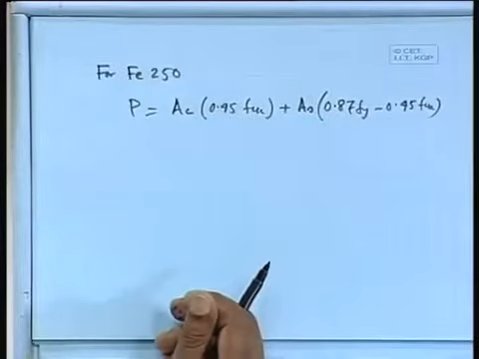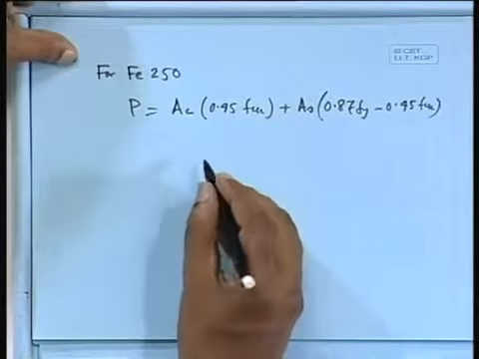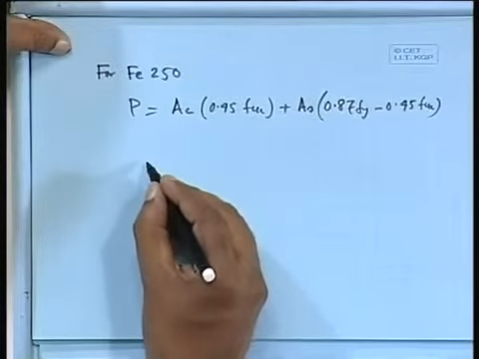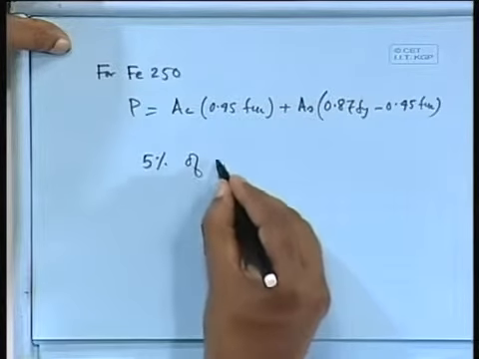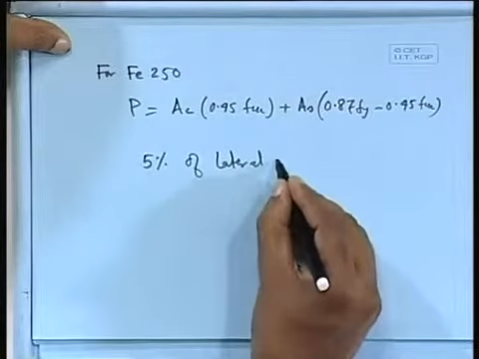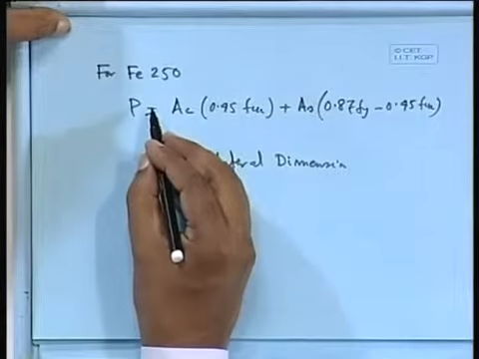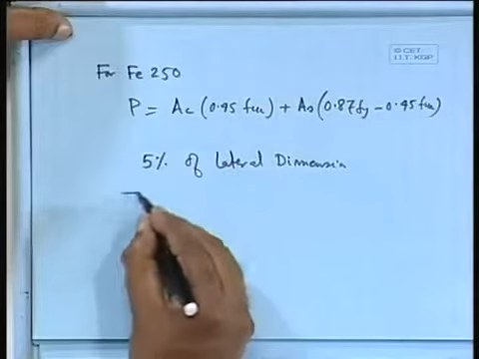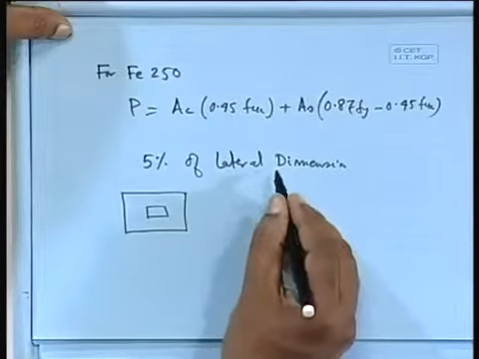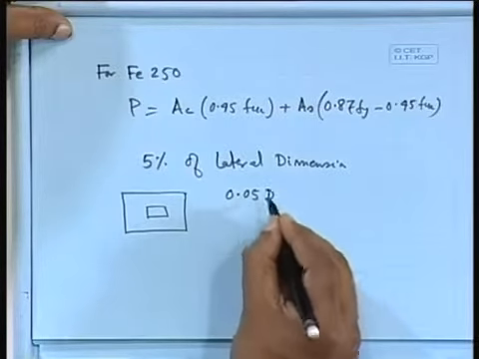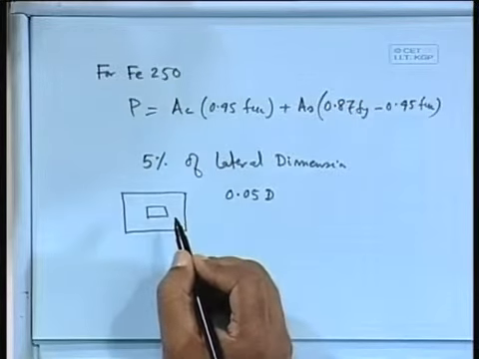Okay. Now what we do, we assume that the axial load will be within 5% of the lateral dimension. That means this P is acting within 5% of the lateral dimension, let us say 0.05 D. Then we shall consider this as an axially loaded column. That means we shall not take the eccentricity.